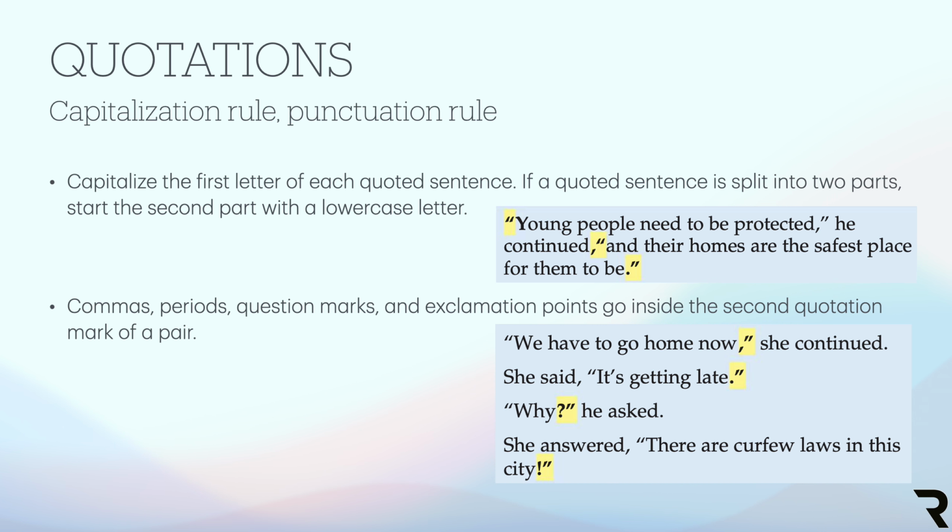Capitalize the first letter of each quoted sentence. If a quoted sentence is split into two parts, start the second part with a lowercase letter. And I hope that it is obvious for you because I already discussed it. Young is capitalized and is not after the second quotation starts. Commas, periods, question marks, and exclamation points go inside the second quotation mark of a pair. You can see that here as well.